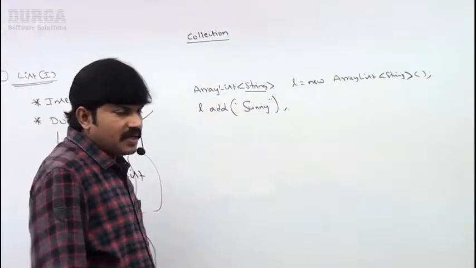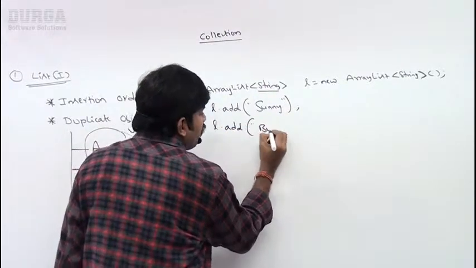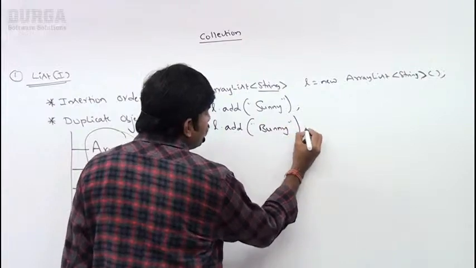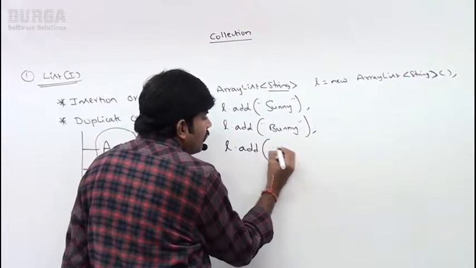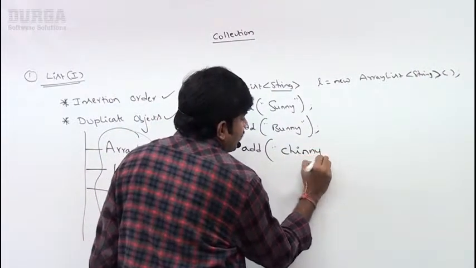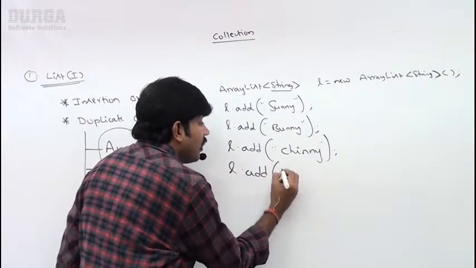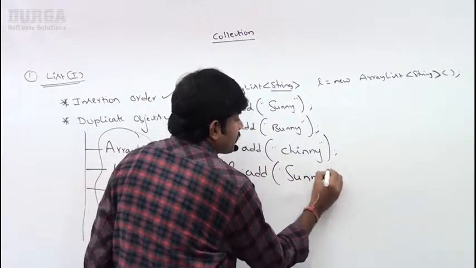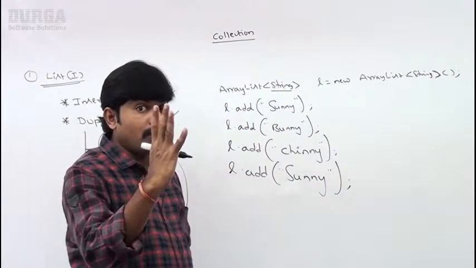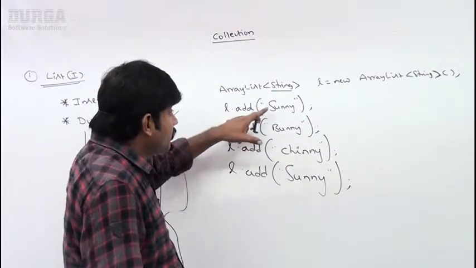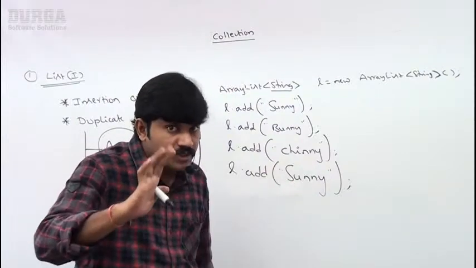Sir, l.add of Sunny. Next, l.add of Bunny. l.add of Chinny, I'm taking. Next, l.add of Sunny, like this I'm taking. Now observe. Can you please tell how many objects we added? 4 string objects we added. What is the first one? Sunny, Bunny, Chinny, and after that Sunny. 4 objects we added, right?